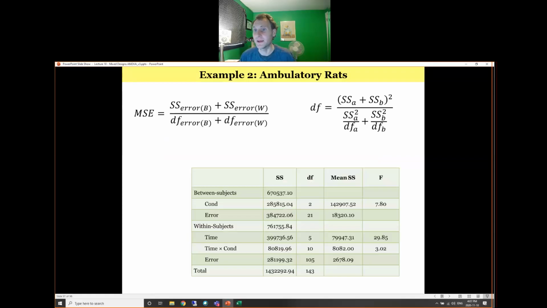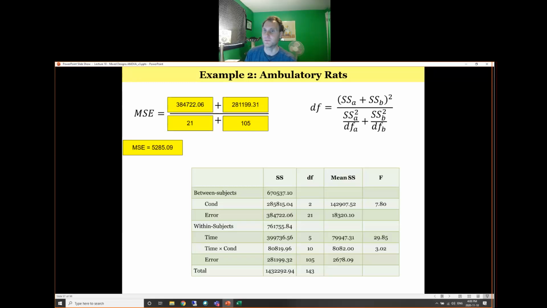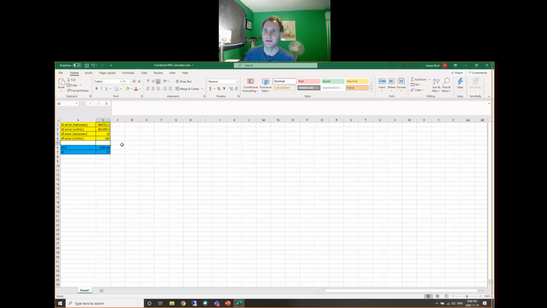So instead, a better way for doing between subjects post hoc test or simple effects is to use our hybrid mean squared error to combine parts of the between and within subjects model to compute the mean squared error and degrees of freedom. And remember, we can just plug and chug these numbers to find our mean squared error and our degrees of freedom. But I said, recall, that I would recommend making an Excel spreadsheet to do this. So that's what I did.